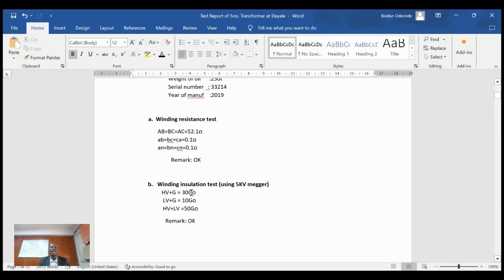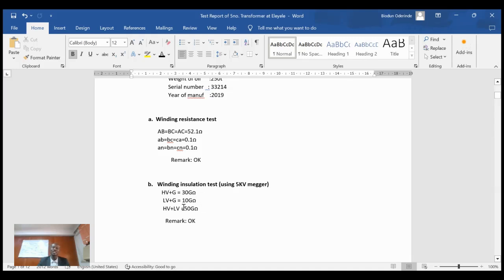So there must not be current leakages between the primary winding and the body of the transformer, which is ground. This is to prevent electrocution of personnel and damage to the equipment. No current must be leaking from the primary winding to the body of the transformer. So that's HV to ground, high voltage to ground, and LV, low voltage to ground. And also HV to LV. There must not be leakages of current between the primary side and the secondary side. There must be enough insulation.